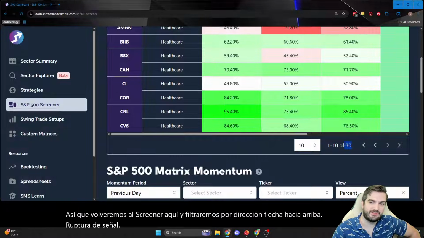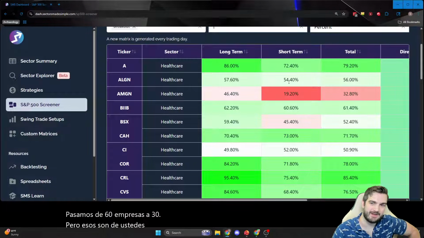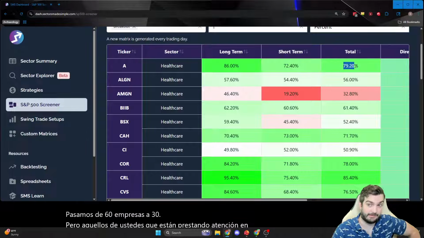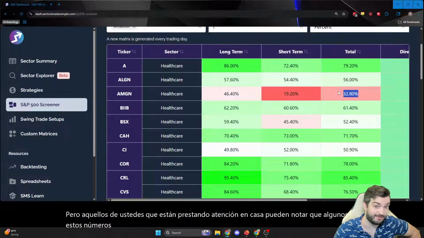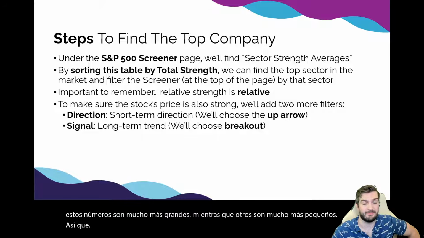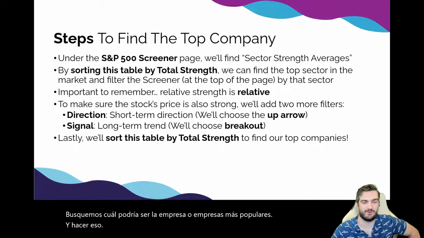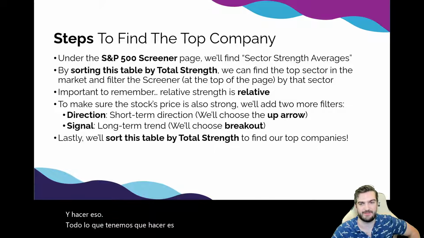We went from 60 companies to 30. But those of you that are paying attention at home might notice some of these numbers are a lot bigger, while some of them are a lot smaller. So let's find what the hottest company or companies might be. And to do that, all we need to do is sort the table by total strength. Let me show you.